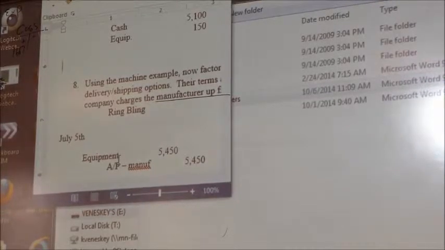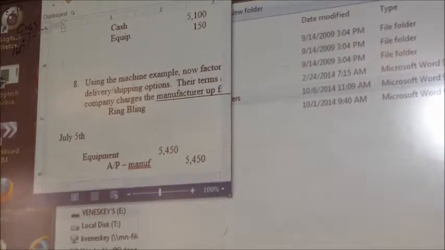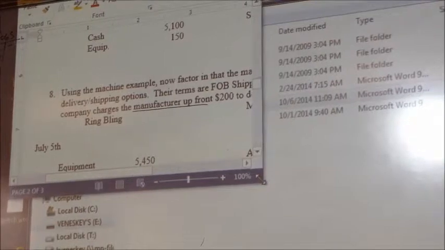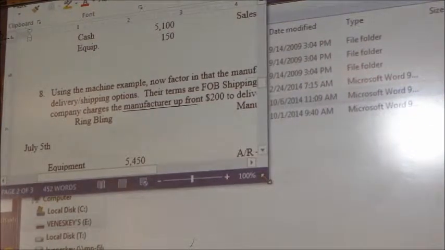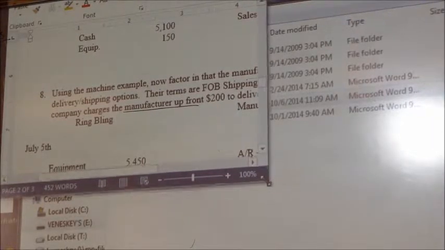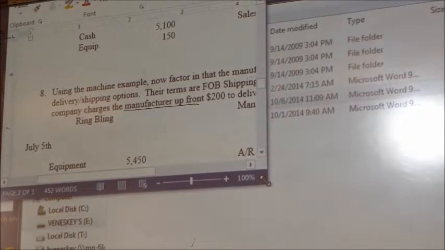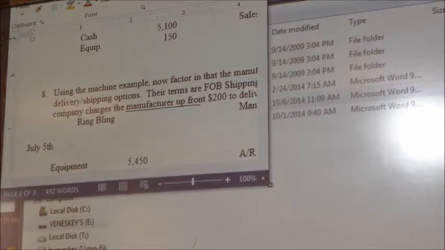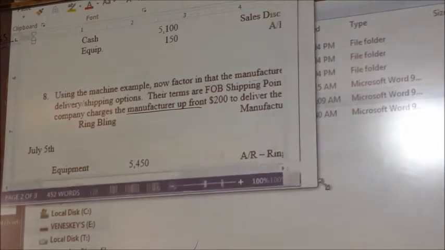Okay, so that's pretty easy for July 5th. Now we just need to do it from the manufacturer's point of view. How much are they planning on receiving from me? This is very similar to number 6, just some different numbers. How much are they charging me and billing me for? What should my AR be? $5,450, yeah.